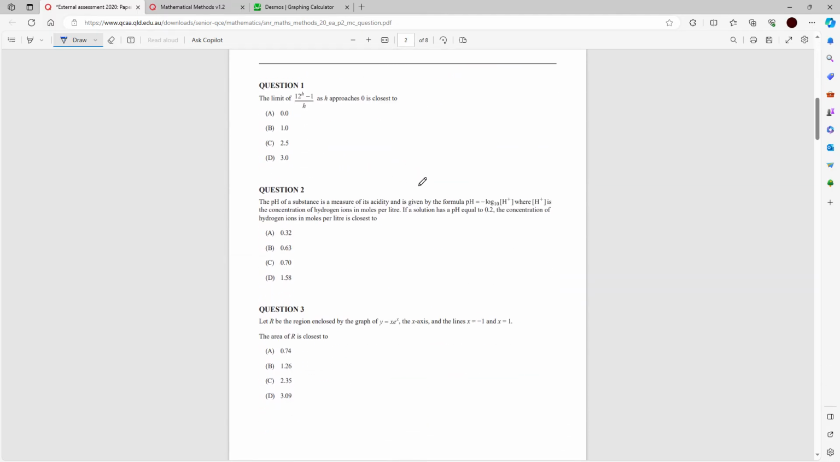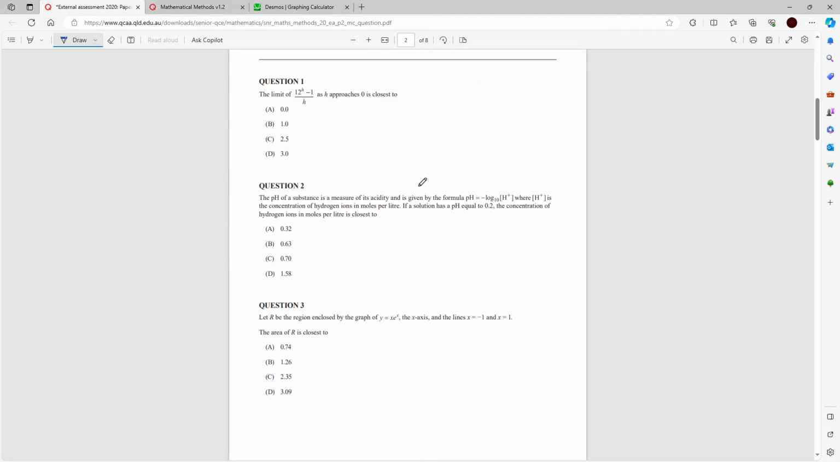So let's go to question 1. The limit of 12 to the power of h minus 1 over h as h approaches 0 is closest to. In this question, this is why it's good to have the calculator, and I understand why this is on the calculator paper, because you're not going to be able to work this out without a calculator or the stuff you get taught in Math Methods. In other syllabuses you would be able to work this out theoretically using L'Hopital's rule, but you're not taught that in this syllabus.